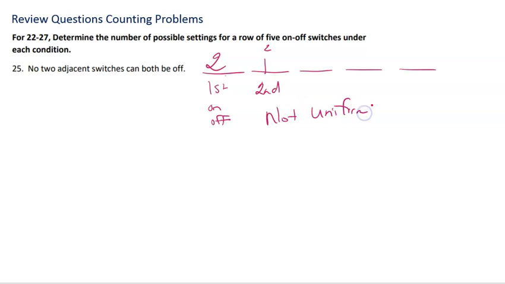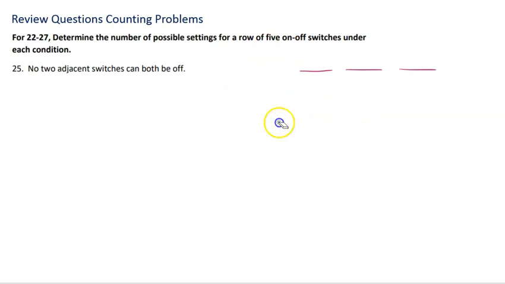So no 2 adjacent switches next to each other can be off. You may want to do a tree diagram for this. So instead of using the multiplication principle, which we cannot, what you might want to do is just a diagram. So we have, remember, 5 switches. So the first switch could be either off or on. They said 1 represents on and 0 represents off.